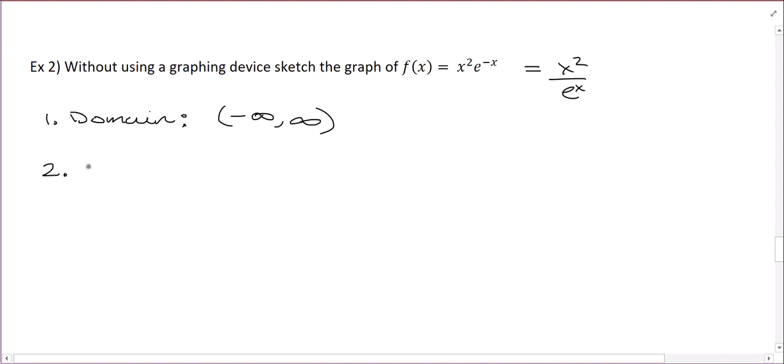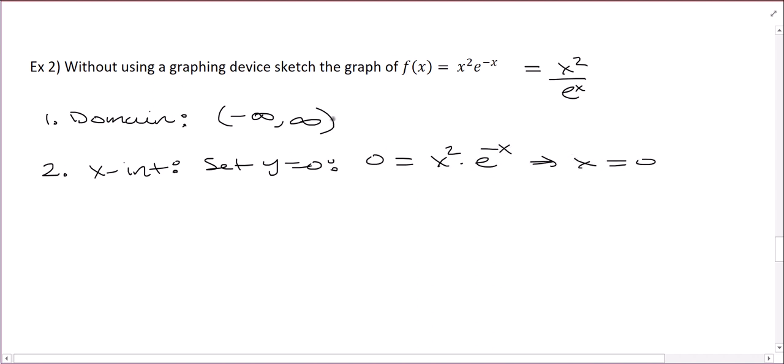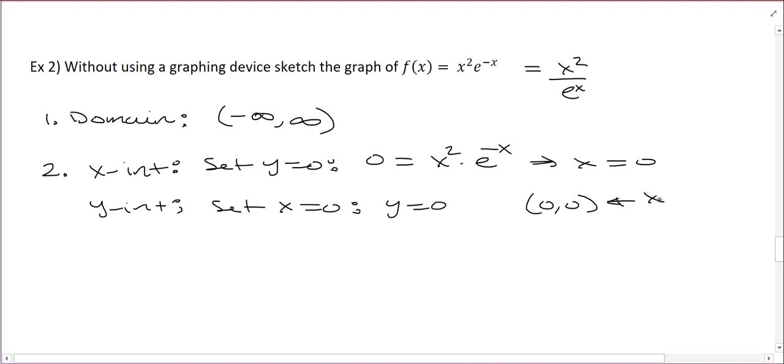So what about x and y-intercepts? For the x-intercept, we set y equal to 0 and solve for x. So we have 0 equals x squared times e to the negative x. And so you solve for x, which in this case just tells us x is 0. For the y-intercept, we set x equal to 0, and as we see here, we get y equals 0 also. So our x and y-intercepts are the same, and it's (0, 0).